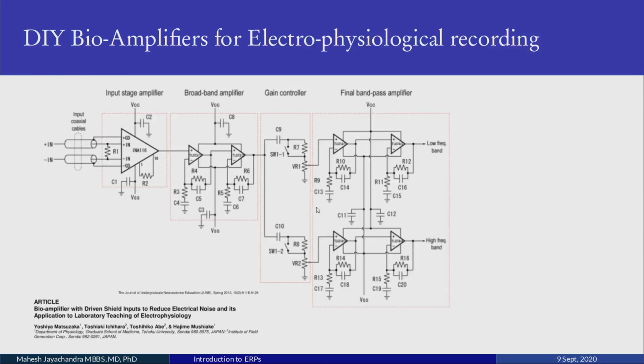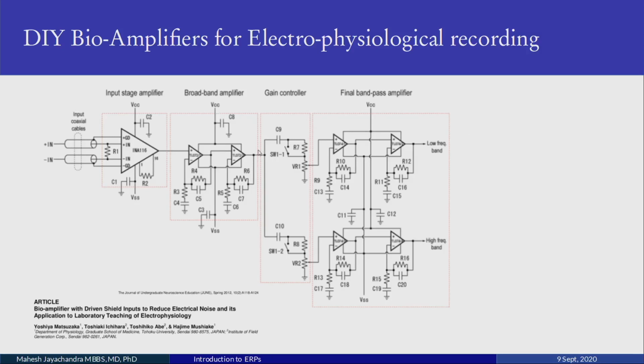If you have the talent and you're really macho, and if you want to do it yourself, it's possible. You can build bioamplifiers which do all this stuff. So this is from a Japanese group, Matsuzaka et al. And all biological amplifiers have this similar kind of schematic. You have your electrodes over here, and they have to be shielded because otherwise they'll pick up AC. Then you have an input stage amplifier, which basically impedance matches between the electrodes and the rest of the signal conditioning circuit. There is no real amplification over here.